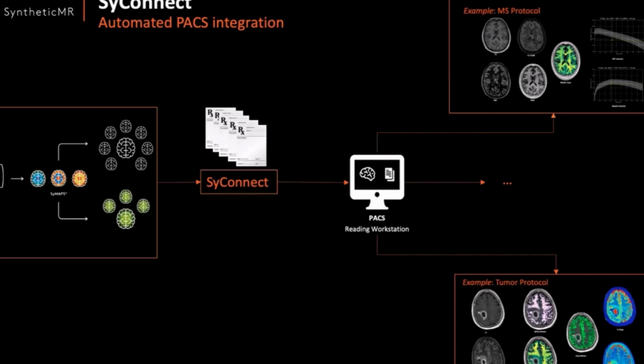You see here an example for an MS protocol or for a tumor protocol, but it could essentially be any set of images or quantified data that you would require. So in summary, with an acquisition of less than 3 minutes and a post-processing time of about 10 seconds, the images are on your PACS viewer before your patient leaves the scanner. And the data remains completely on-premise. No data is sent outside of the hospital.